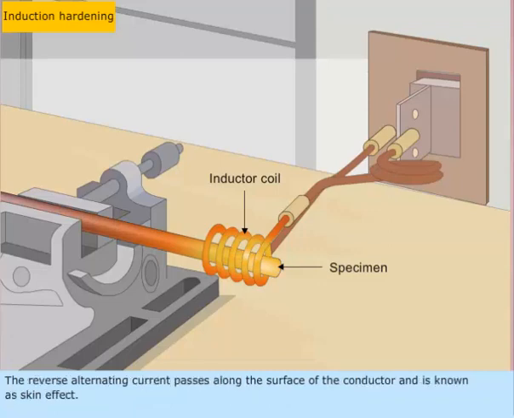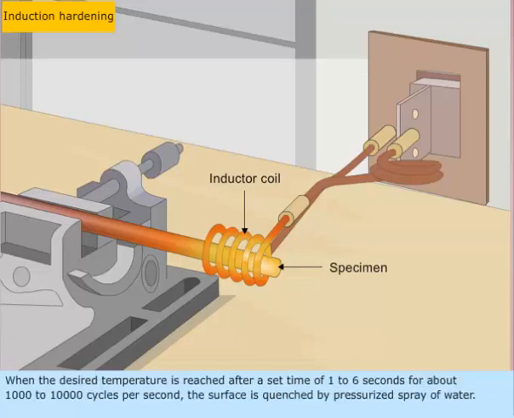The reverse alternating current passes along the surface of the conductor and is known as skin effect. When the desired temperature is reached, after a set time of 1 to 6 seconds for about 1,000 to 10,000 cycles per second, the surface is quenched by a pressurized spray of water.